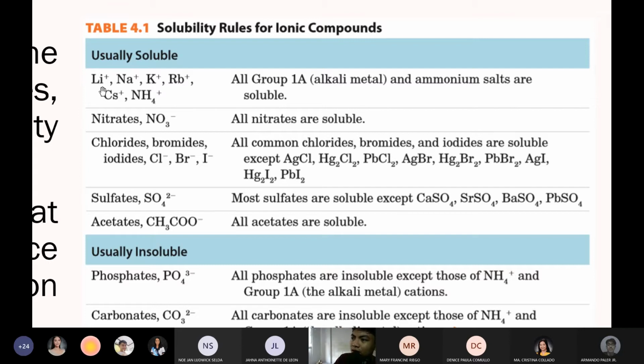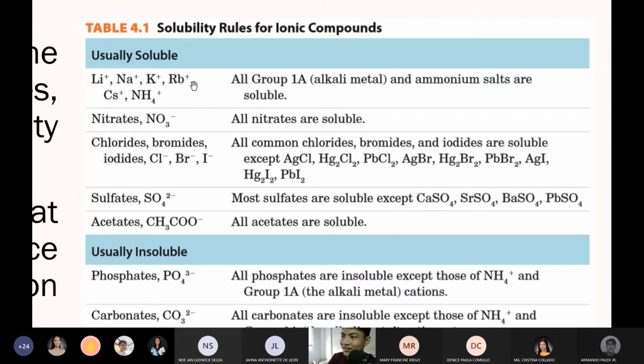Sabi, ito yung ions mo: lithium, sodium, potassium, rubidium, cesium, ammonium. Sabi niya, all group 1 metal and ammonium salts are soluble. Ibig sabihin, kahit anong partner nila, soluble sila. Matutunaw sila sa tubig. Hindi sila mamumuo. Yun lang meaning ko dun.